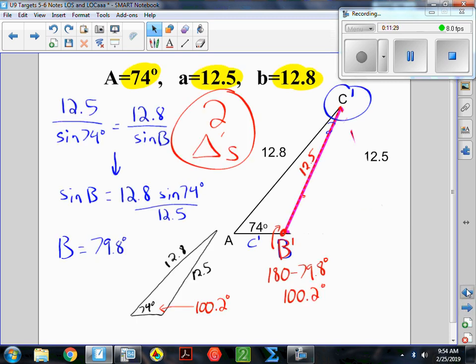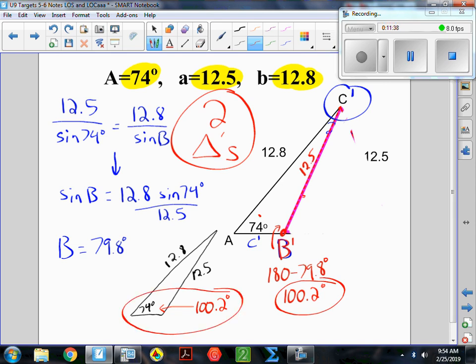Here's a way that I can check that that would actually work. When I did that 180 minus the 79.8, I got 102 degrees. If I take that 102 degrees with the original 74 degrees and add those together, I'll get 174.2 degrees. That means that there is enough room that if I subtract 180 minus 174.2, I'll get 5.8 degrees, which is my C prime, 5.8 degrees.